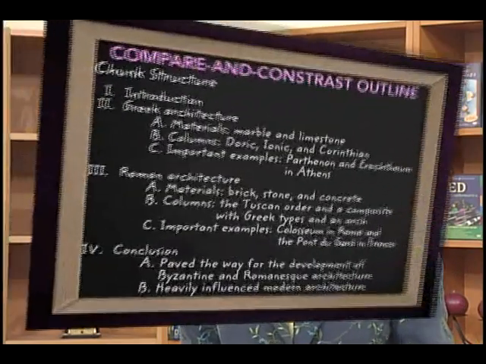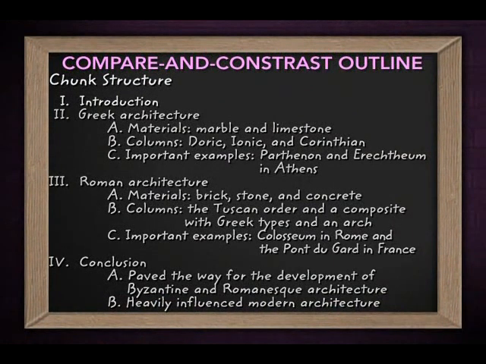But just to be sure, I tried to chunk anyway. Introduction, and then Roman numeral 2 is all of Greek architecture. Roman numeral 3 is all of Roman architecture. And then I have under Greek architecture, A, materials, B, columns, C, important examples. Under Roman, A, materials, B, columns, C, important examples. Again, I am completely parallel.